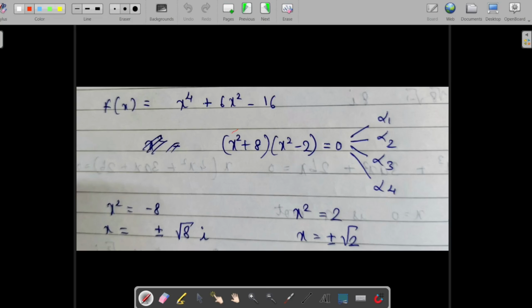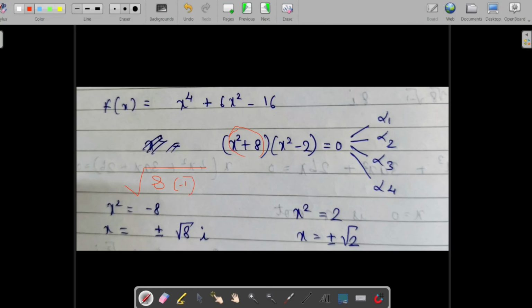is equal to 0. Now whenever you have such a kind of a term, it means that we will have imaginary roots. So x square is equal to minus 8, x is equal to plus minus under root of 8 into under root of minus 1. If you have confusion in understanding this, you can see it this way. You can do it as under root of 8 into under root of minus 1.